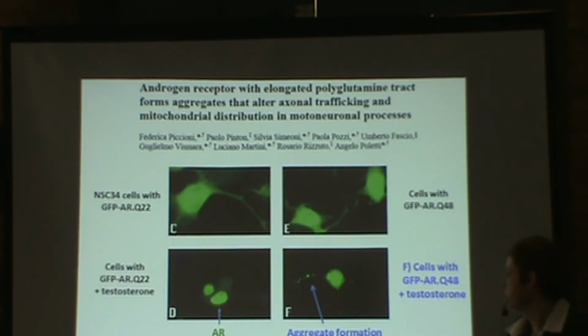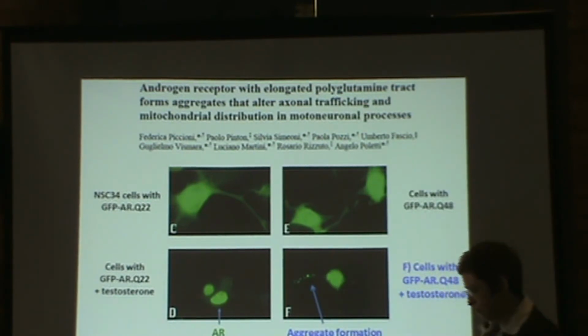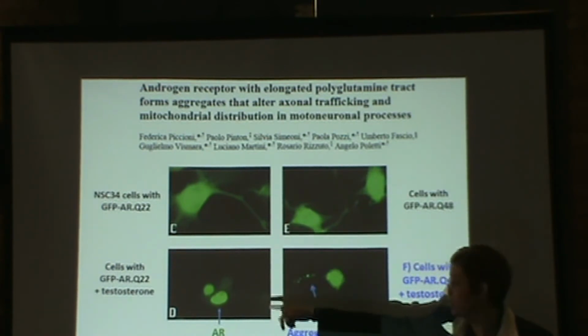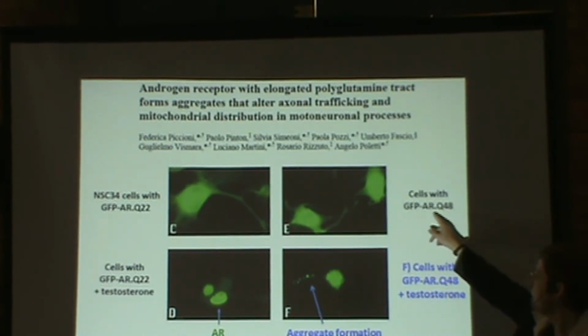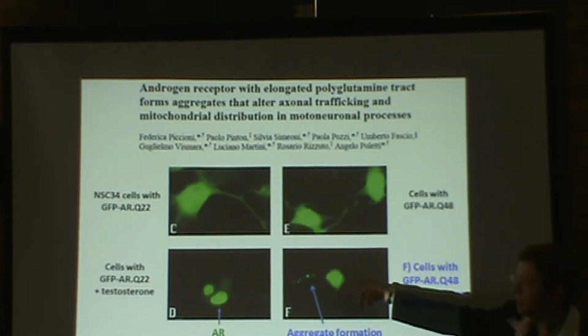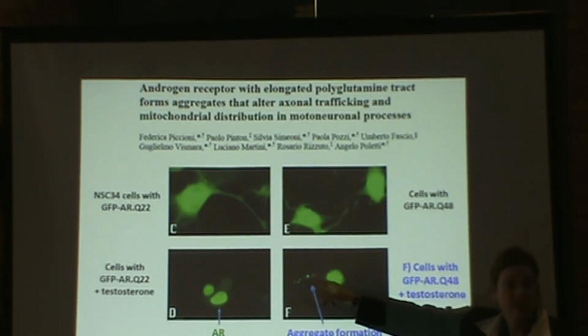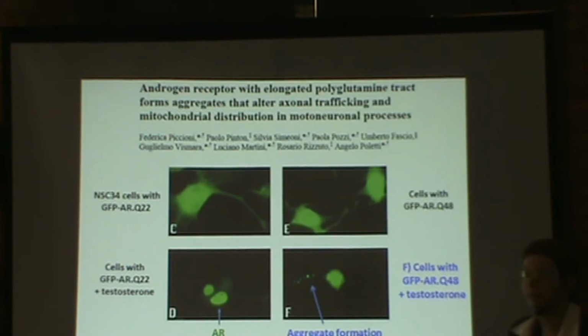So when Dr. Paletti took these neuron cells and added testosterone, they saw the androgen receptor went to the nucleus of the cells. In the cells with the poly-Q expanded androgen receptor, it did go to the nucleus, but there were also aggregates formed in the neurites, which was very different from the normal situation.